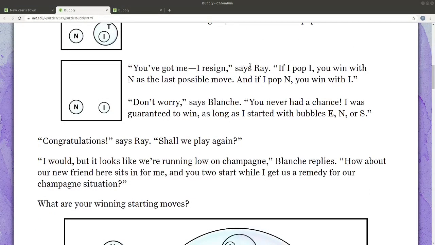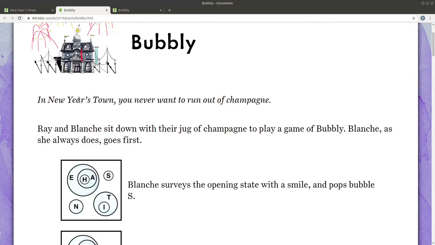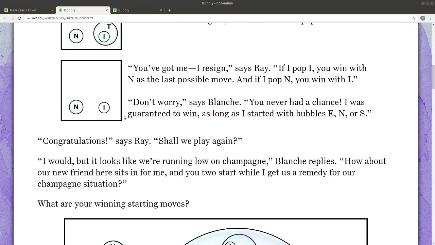You've got me, I resign, says Ray. If I pop I, you win with N as the last possible move. And if I pop N, you win with I. So this is basically explaining that whoever gets to their turn and is unable to go, they're the loser. And that's what the flavor text is hinting at. In New Year's Town, you never want to run out of champagne. So in this case, Blanche wins.